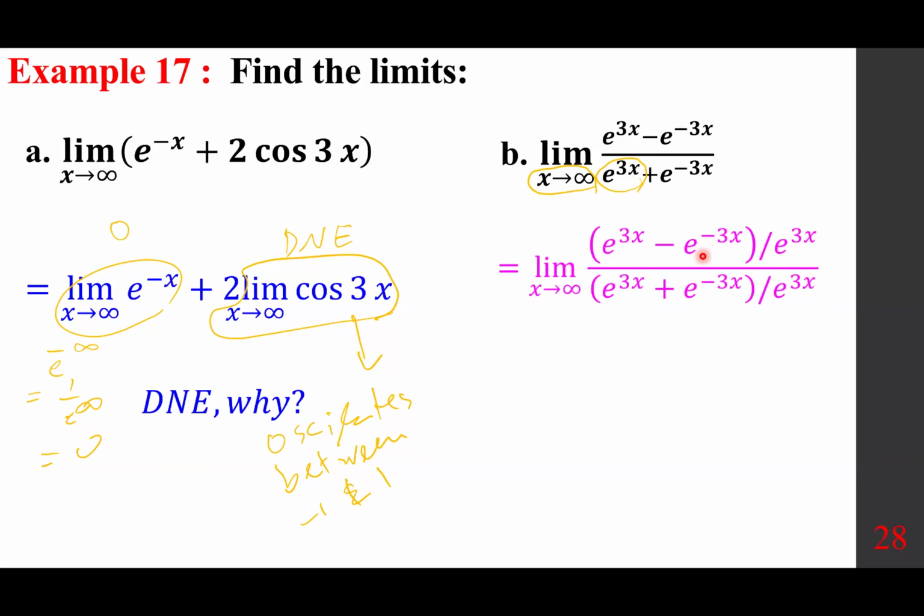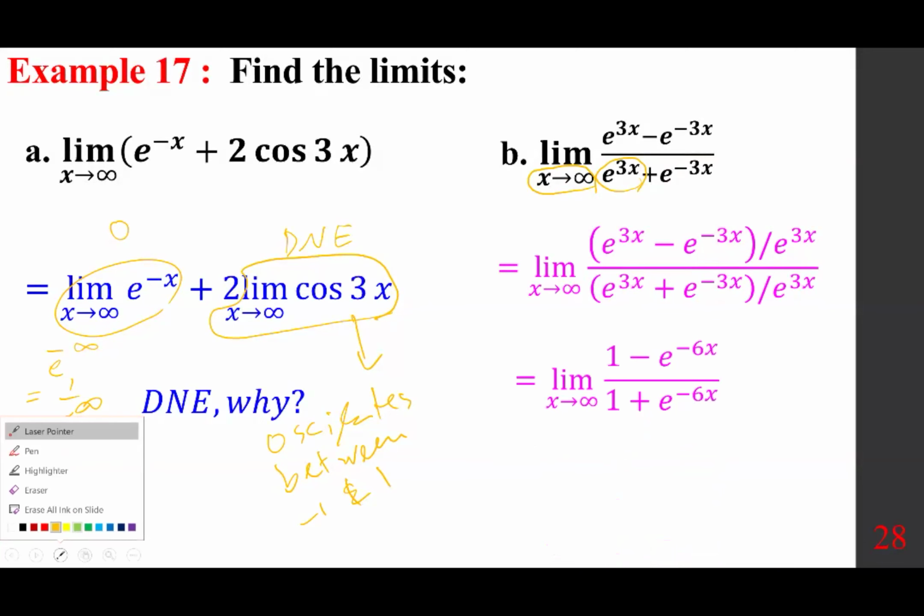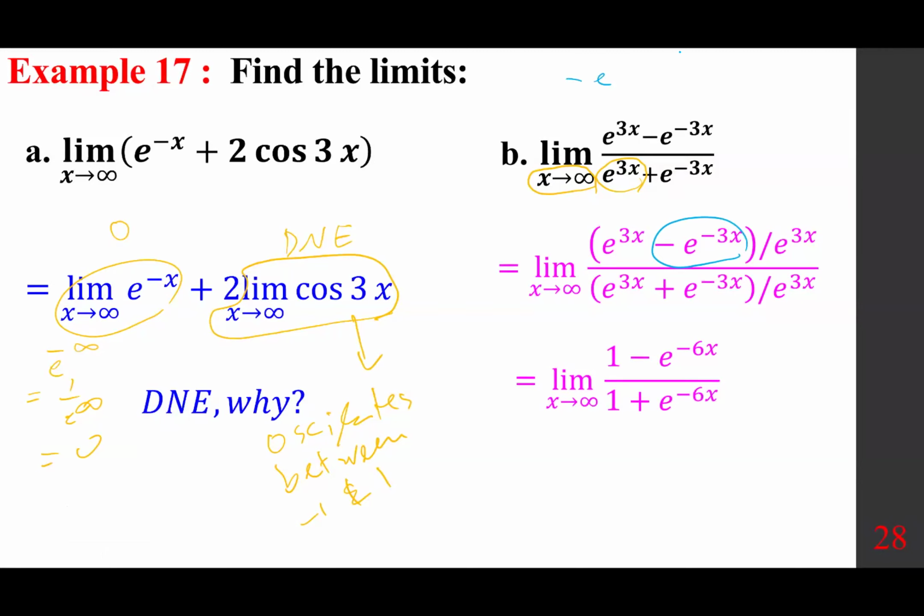I want to discuss this one. I want to make sure you understand what happens here. For this one and this one, we get e to the power minus 6x. I want to show you quickly why. So this one, minus e to the power of minus 3x over e to the power of 3x. We use a to the power of m over a to the power of n is a to the power of m minus n, the quotient rule. So it's minus e to the power of minus 3x, and it gives you minus e to the power of minus 6x. So I hope everybody is clear on that.